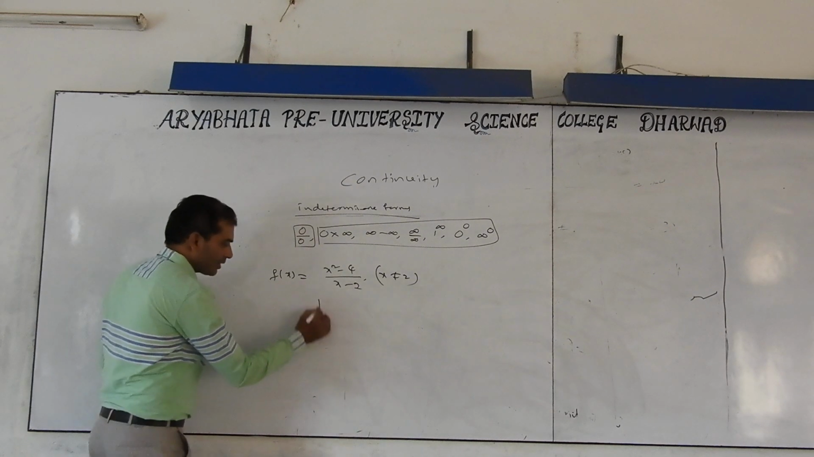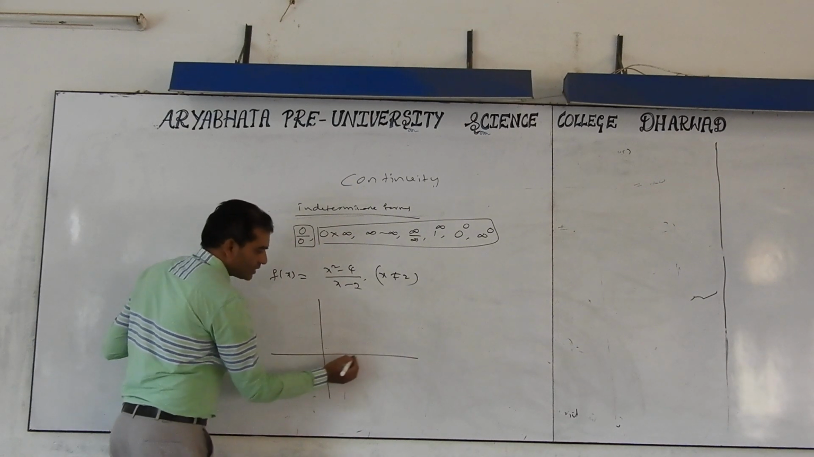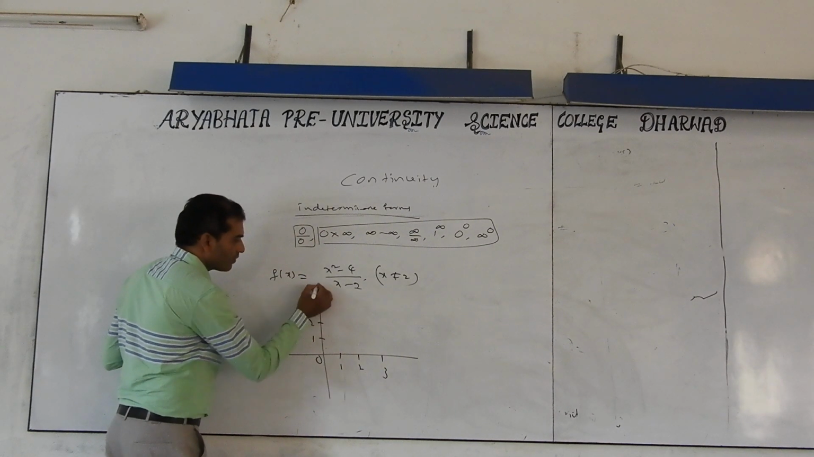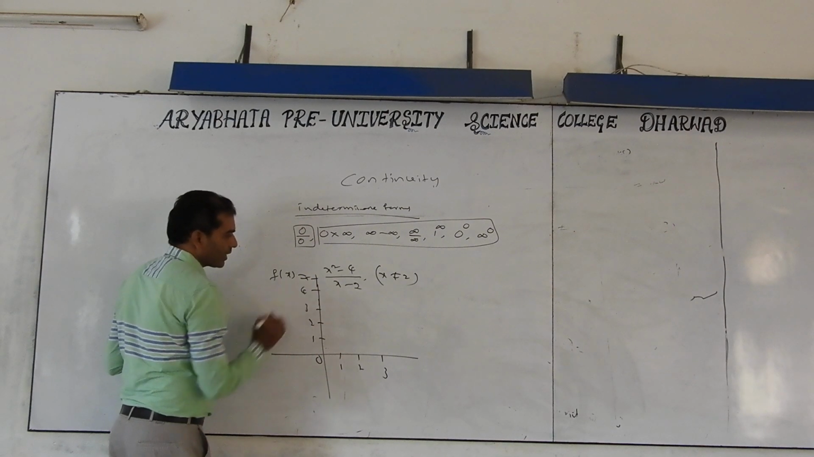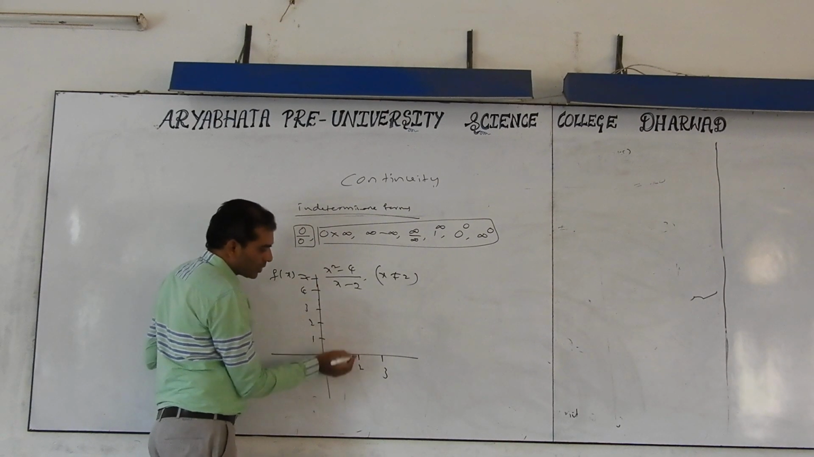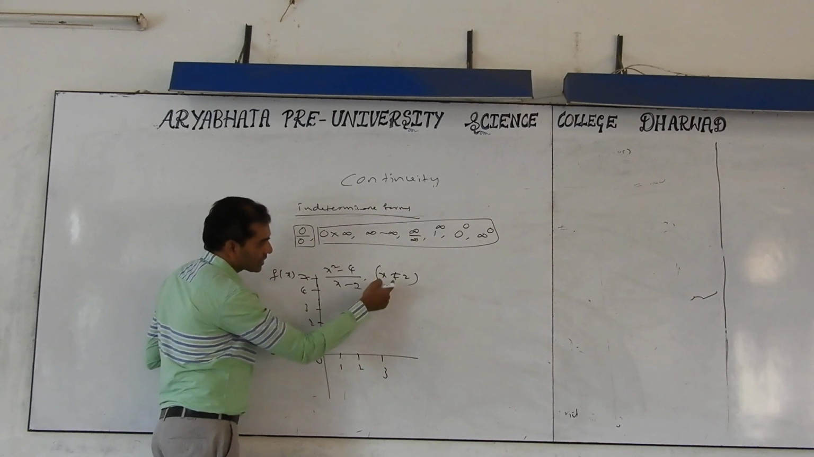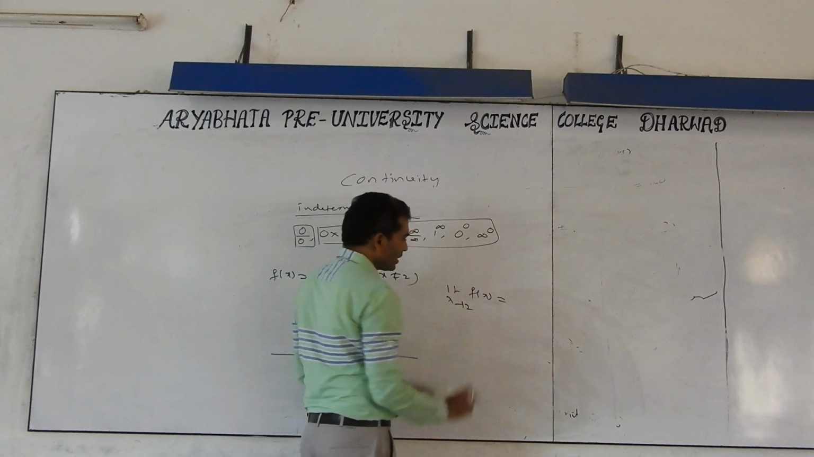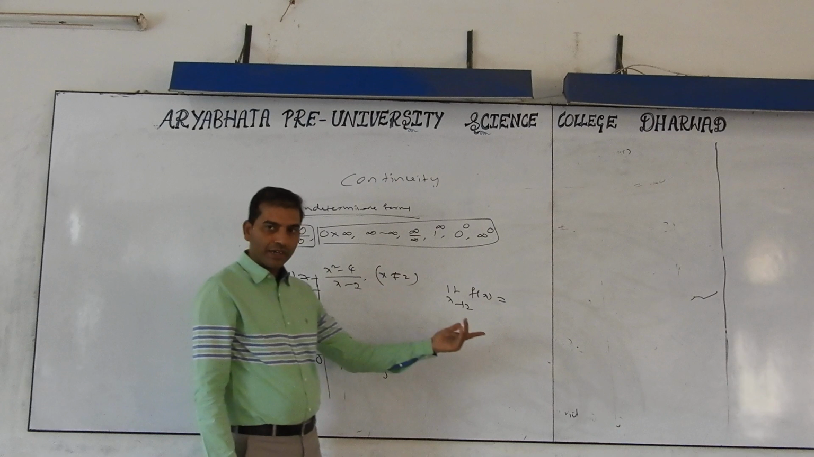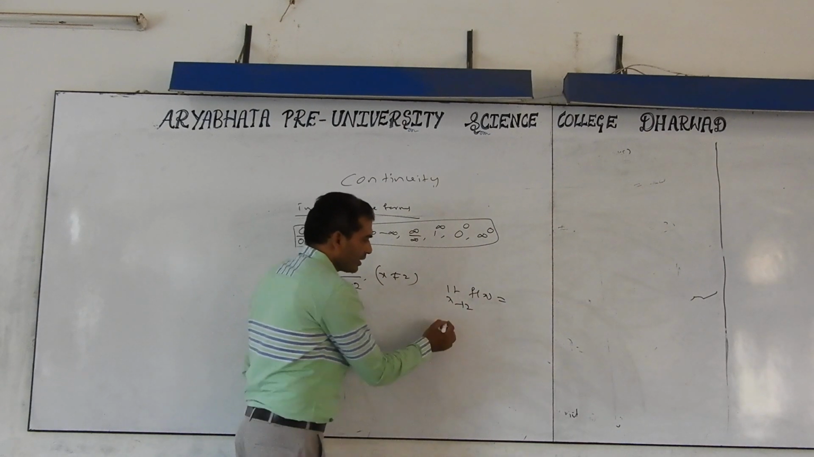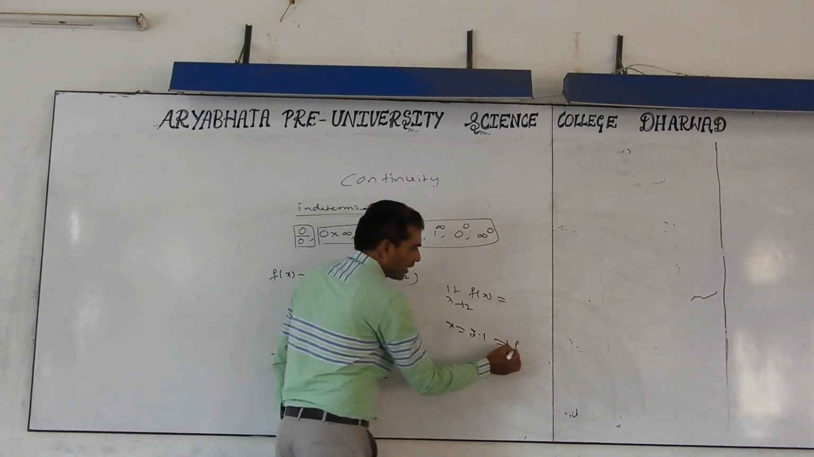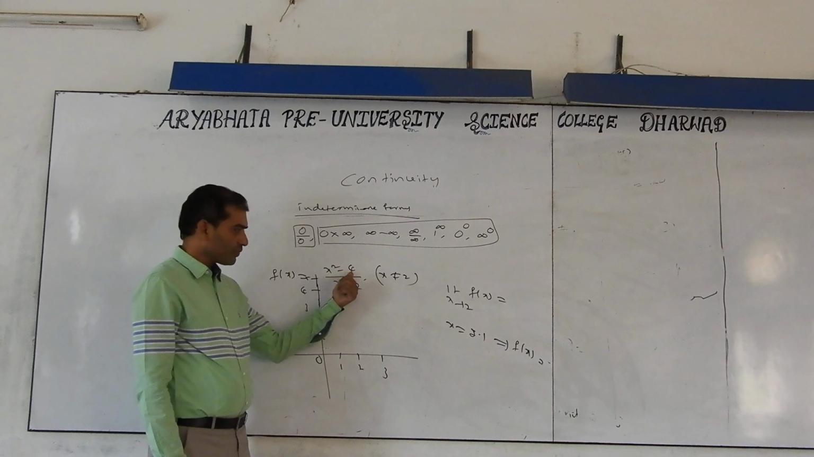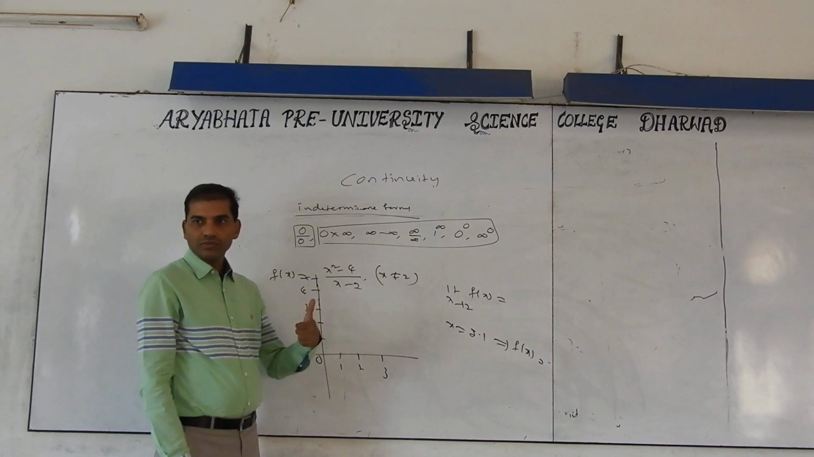Okay, if you draw the graph, here let 0 be here, then 1, 2, 3, and 1, 2, 3, 4, 5. If you take 2, at 2 it is not defined. Limit x tends to 2 of f of x means x is not equal to 2. You take right and left. If you take x is equal to 2.1, then f of x will be 2.1 whole squared minus 4 by 2.1 minus 2. How much will we get?